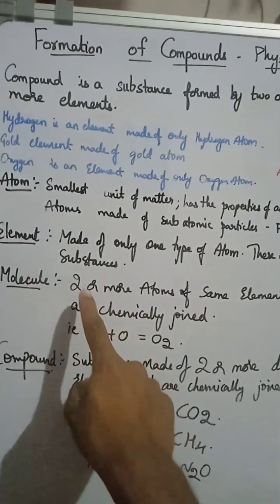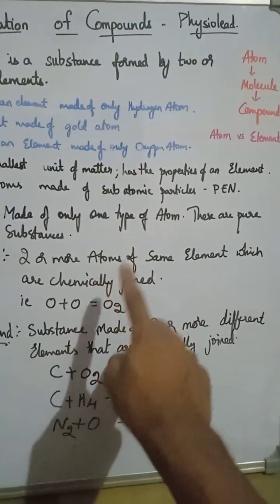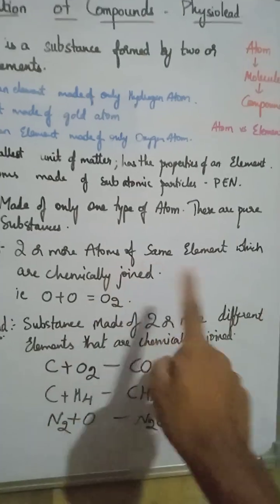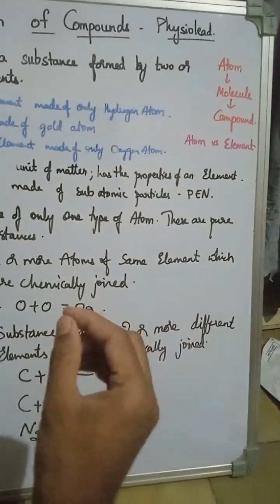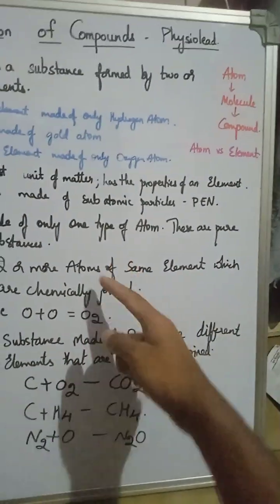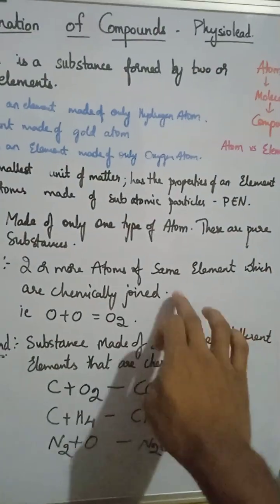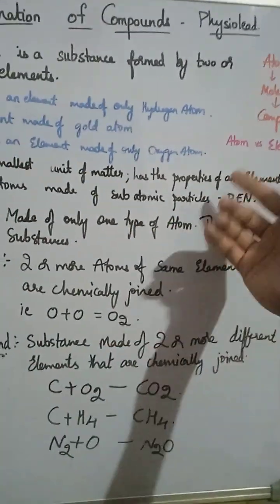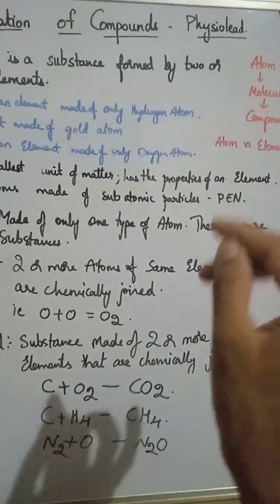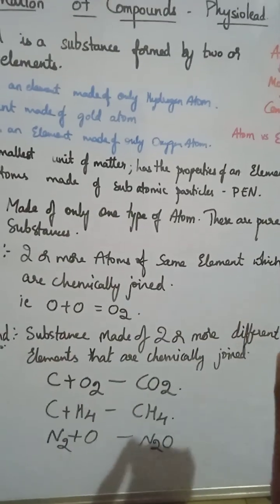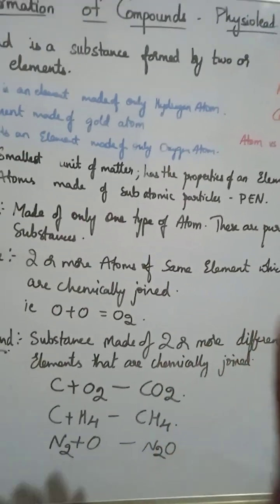So what are molecules? Molecules are two or more atoms of the same element which are chemically joined. If the atom is the same, obviously the element will also be the same. These will be chemically joined, so they are nothing but pure substances.